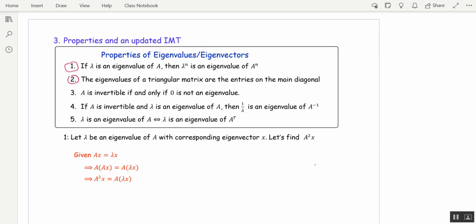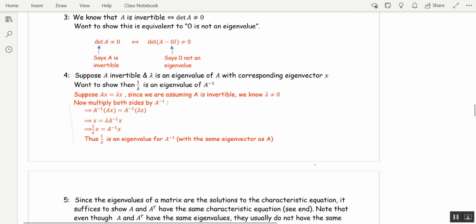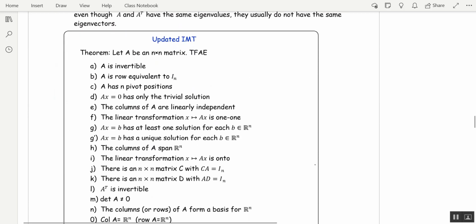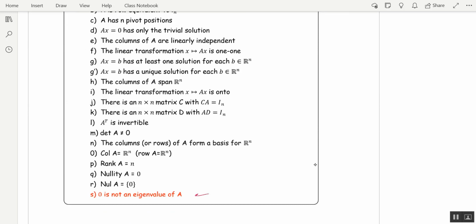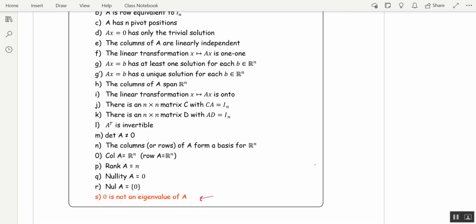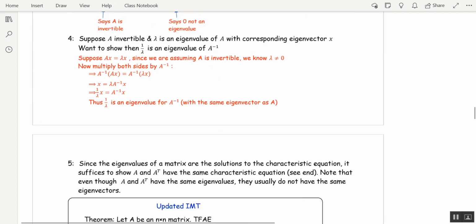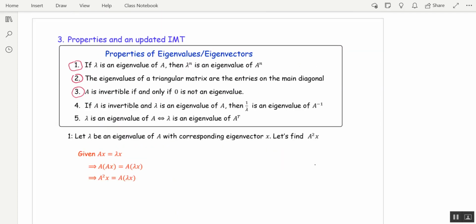A is invertible if and only if 0 is not an eigenvalue. All right, that updates our IMT. So if you flip to the IMT here, you can see I've added one statement. So now we're up to 15 things being equivalent. 0 is not an eigenvalue of A is equivalent to A being invertible. Then if A is invertible and lambda is an eigenvalue of A, then 1 over lambda is an eigenvalue of A inverse. And the eigenvalues of A and A transpose are the same.